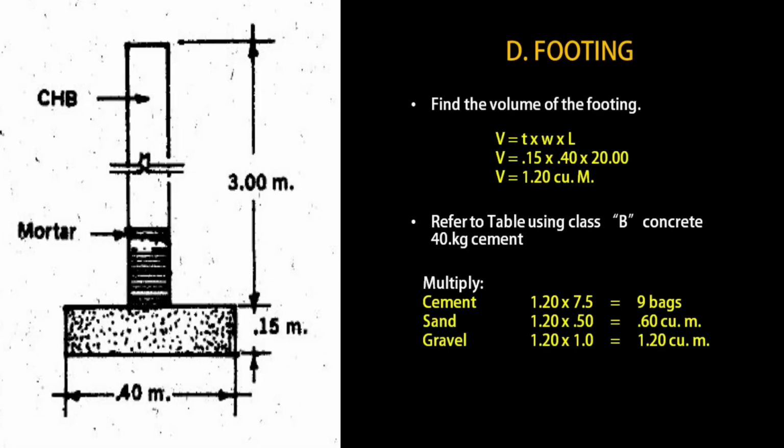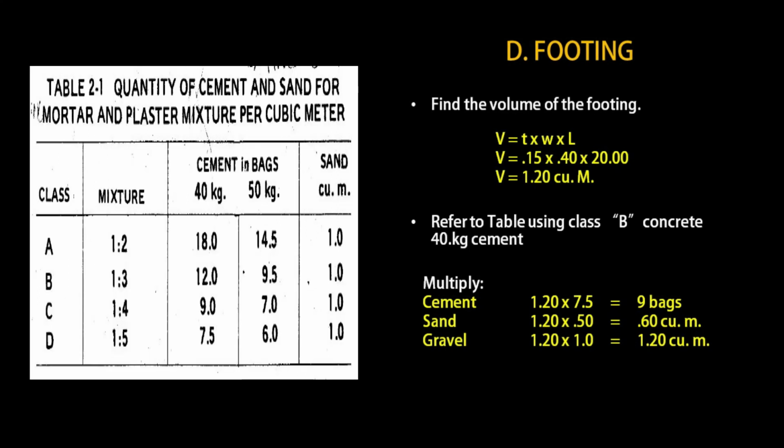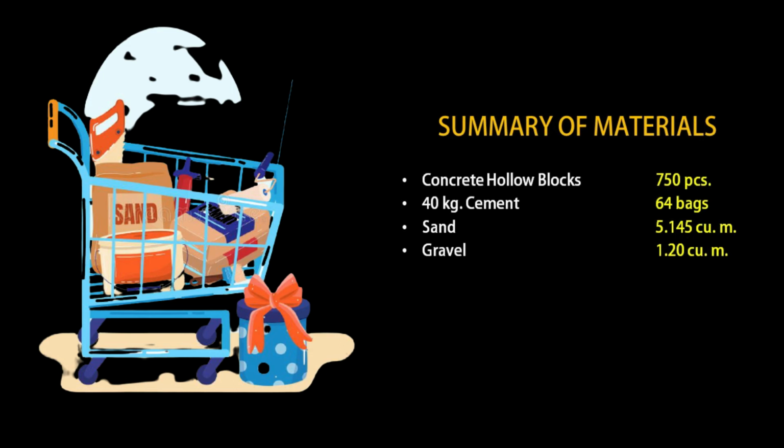For the footing, first is that we must find its volume. That would be 0.15 times 0.40 times 20 meters. The volume will be 1.20 cubic meter. Then, we refer to the table using Class B concrete 40 kg cement. It would give us 9 bags of cement, 0.60 cubic meter of sand, and 1.20 cubic meter of gravel. After computation, it shall then be ready for the summary of materials.